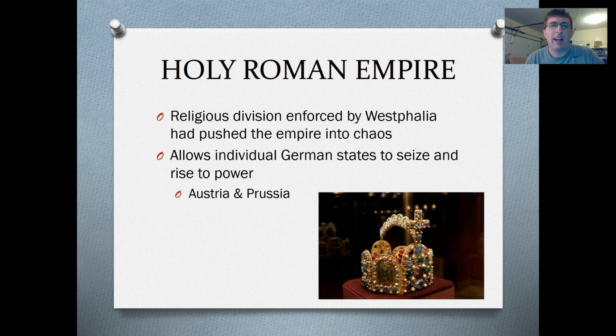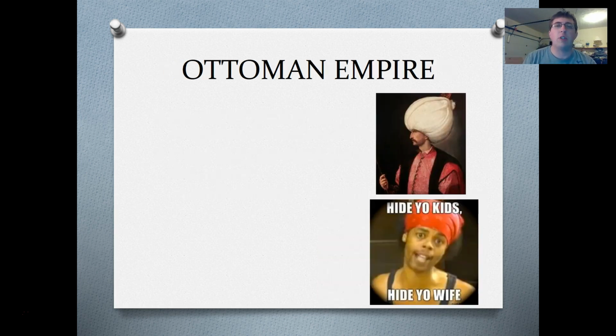In any case, Austria and Prussia are going to be the 2 major powers to watch. The Holy Roman Emperor, still named, but has very, very little power and influence. And this is because Treaty of Westphalia, 1648, allowed German princes to be able to do whatever they wanted to do, basically. They gave them a lot of autonomous powers to run their state as they wish. Let's go to the Ottoman Empire.